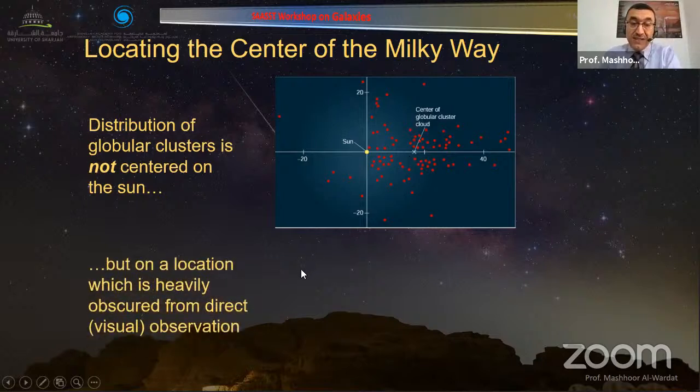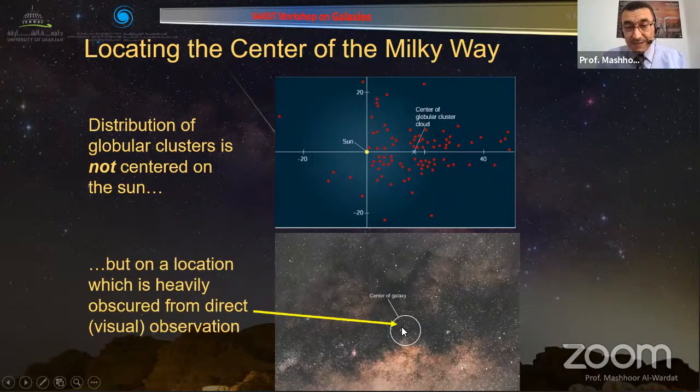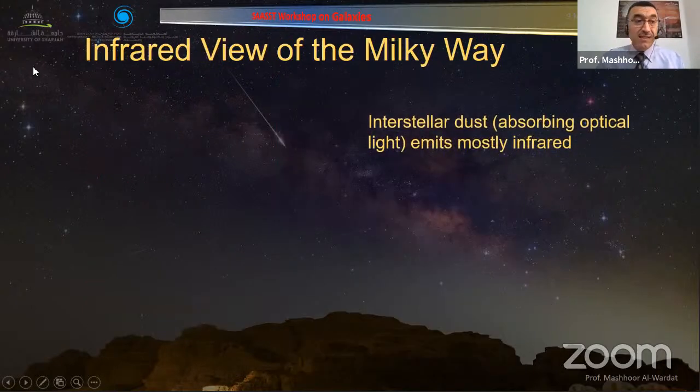But on a location which is heavily obscured from direct visual observation, we cannot see it directly. So we need to observe this point or this target using other wavelengths than the visible. So we go to infrared, we go to radio, X-ray, gamma ray, and so on. This is the center. You can see nothing, just a dark area. This is the supermassive black hole, which we are going to talk about. It's here, by the way. It's near the logo of Sharjah on this image.